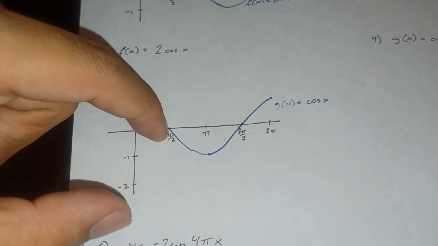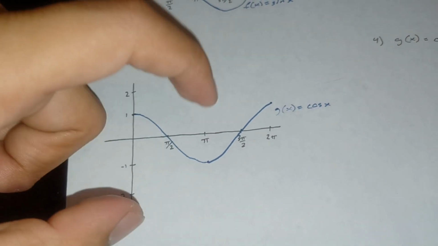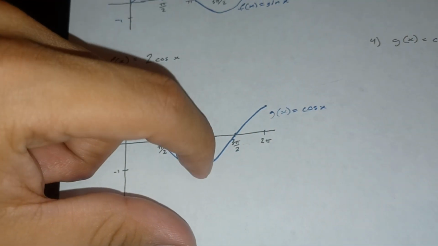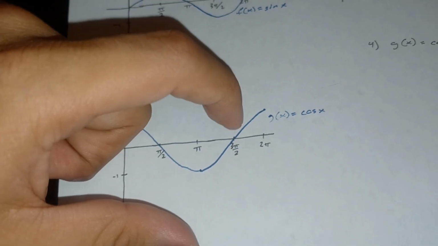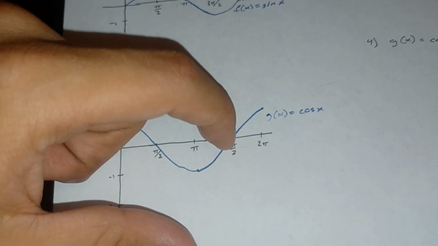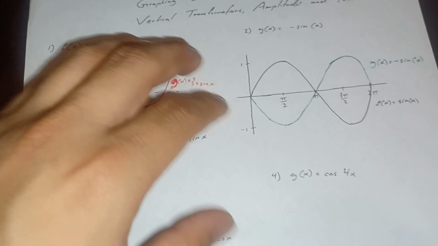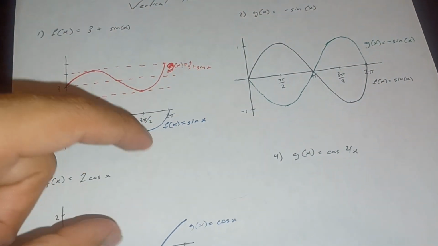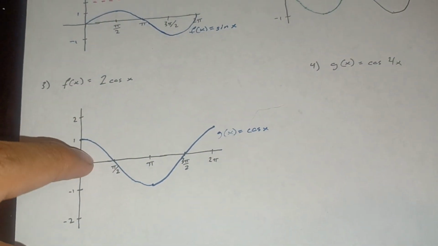It goes down, crosses pi over 2 at the x-axis, has its lowest point, negative 1, at pi, and then goes up, crosses the 3 pi over 2 point at the x-axis again, and then ends at 2 pi. If you didn't already know, for all of these sine and cosine functions, the period ends at 2 pi. So this will repeat over and over again for a period of 2 pi, which is from here to here.